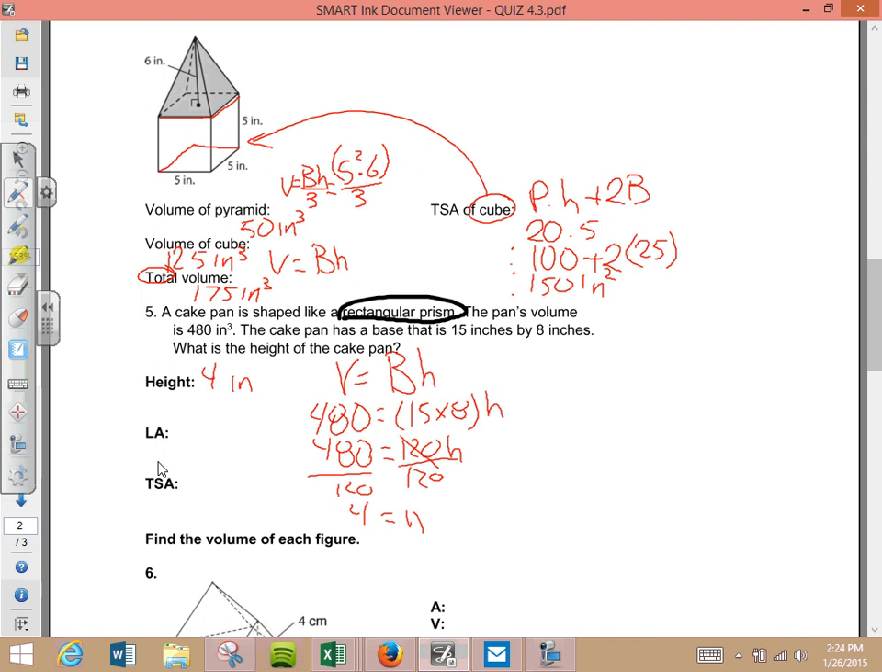I need you to do it algebraically, guys. This is something that you need to know. You need to be able to work it backwards. So the lateral area, by now, you know what the base is, and now you know what the height is.